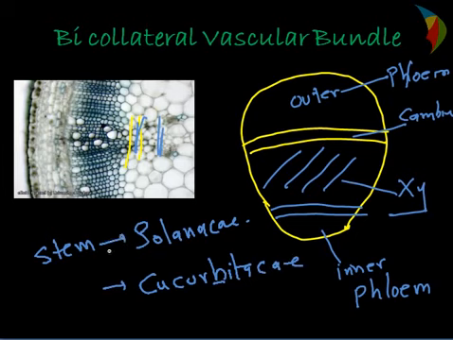So these are two families where you find this type of bicollateral vascular bundle, and when you cut the cross section you can see the hollow part in between. This forms the hollow part, the xylem part which forms the hollow part, and these are two examples of this category.